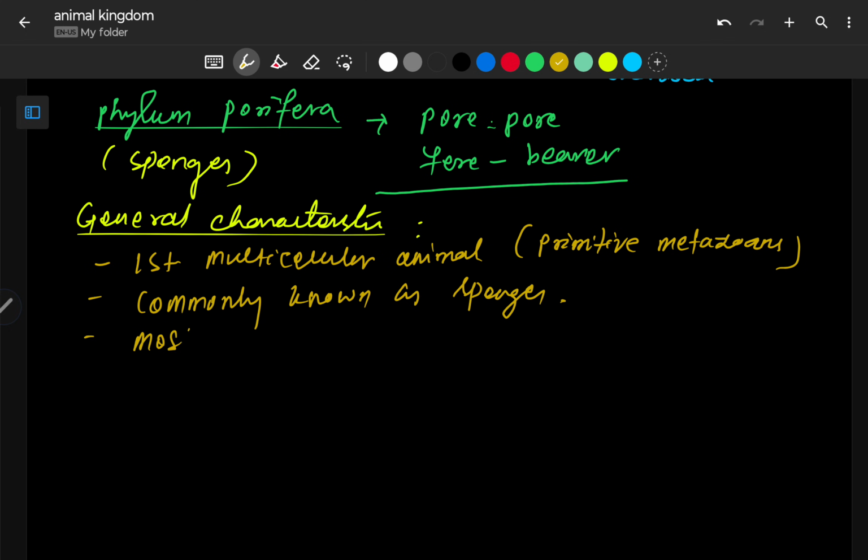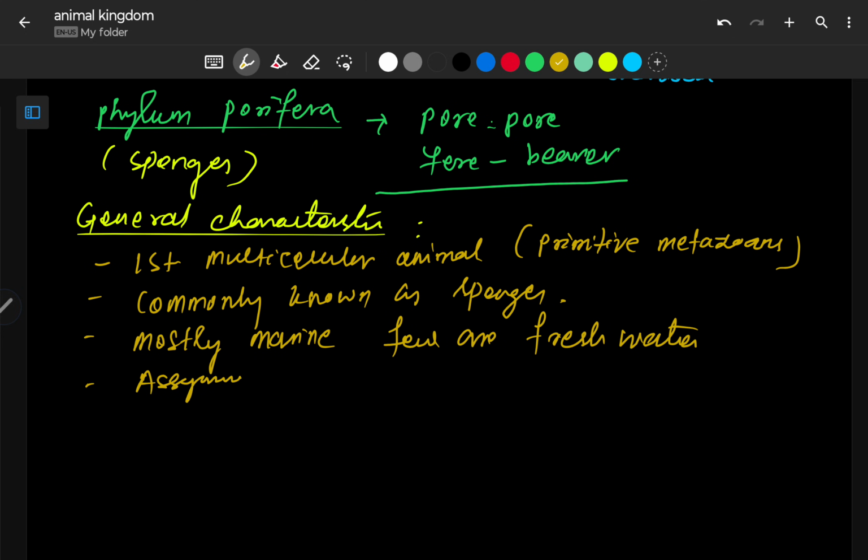Mostly marine, but few are freshwater. Okay, and body is asymmetrical, but rarely they are having radial symmetry also. Rarely radial symmetry, as in case of Sycon.